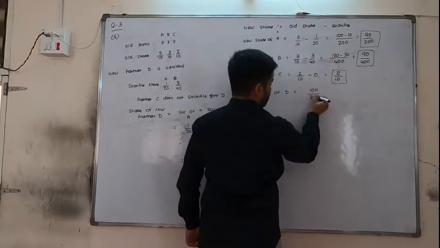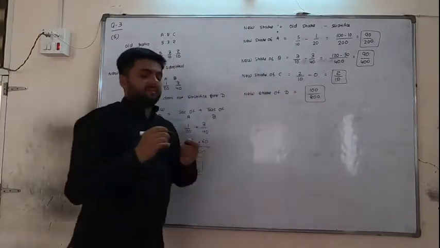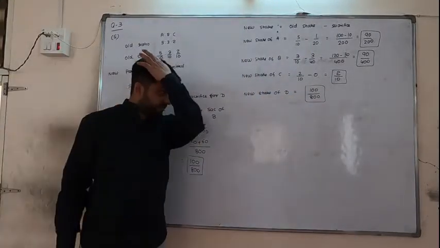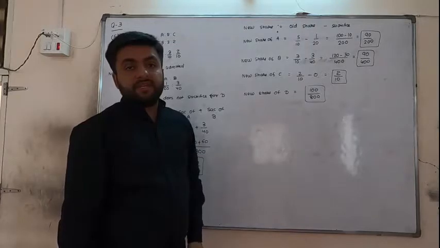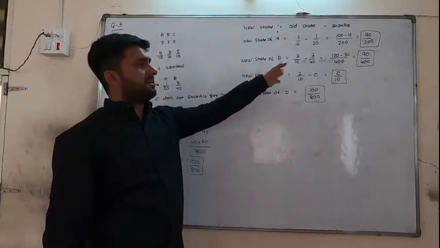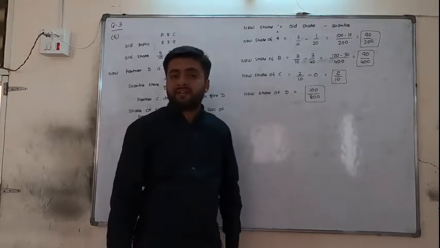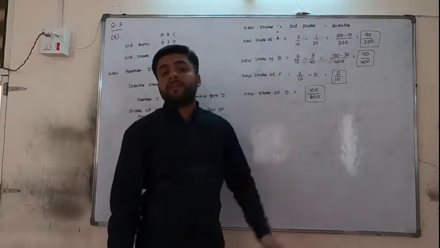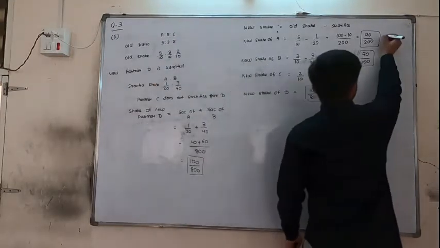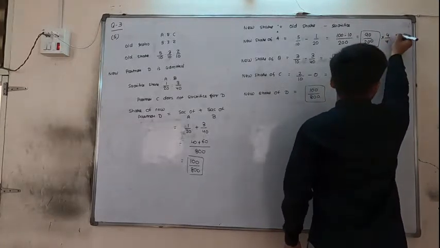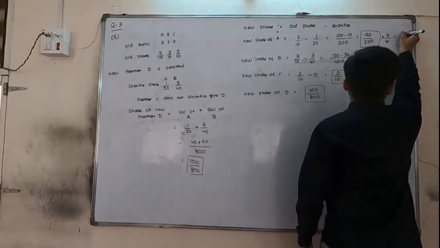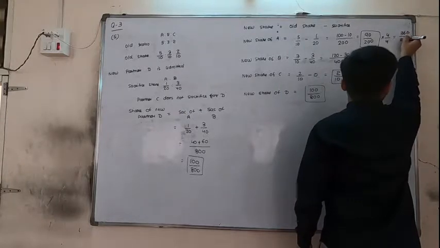Now see friends, all the denominators are different. If you have done 1 by 8 here, then we have the base as 400, but here the biggest denominator is 800, so we will make all the denominators 800. Here we will multiply by 4. Why by 4? Because 200 times 4 is 800. So 90 times 4 is 360 by 800.